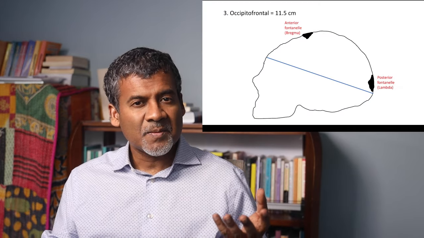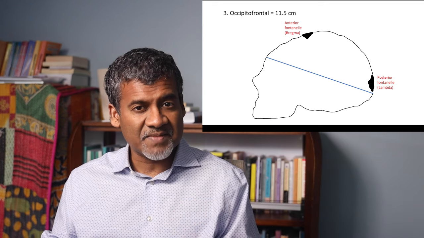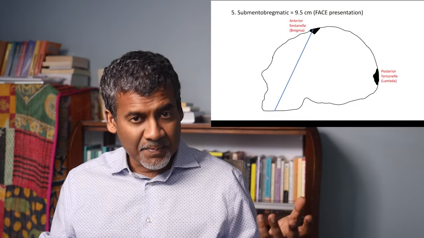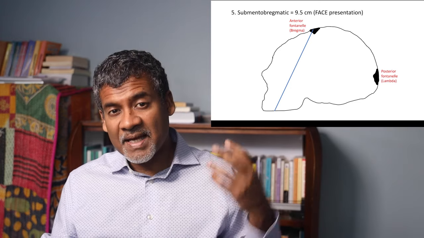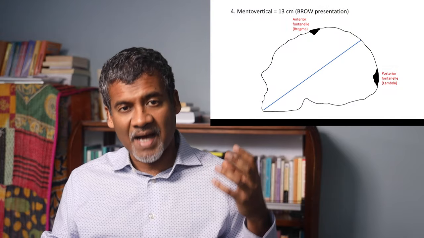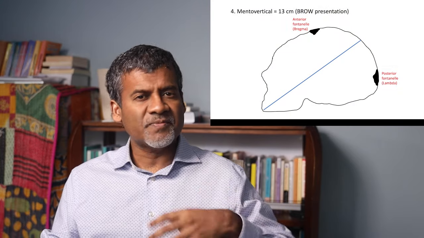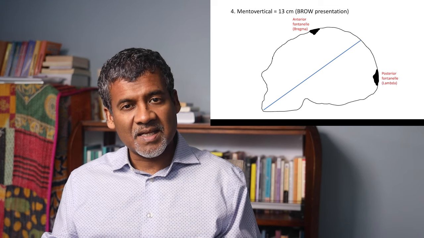With a deflexed OP presentation, the head is deflexed and we have the occipitofrontal diameter presenting, which is, of course, 11.5 centimeters. With face presentation, we have the submentobregmatic diameter presenting. This is 9.5 centimeters. And finally, with brow presentation, we have the mentovertical diameter presenting, which is, of course, very large at 13 centimeters.